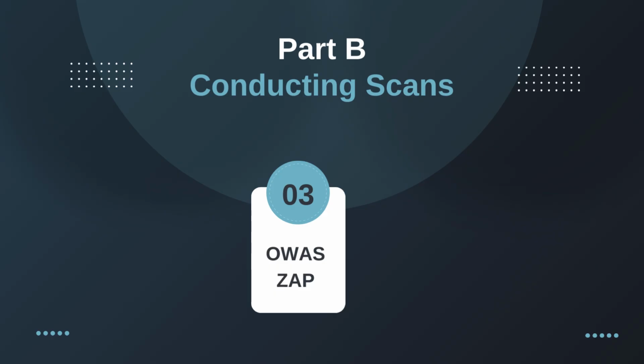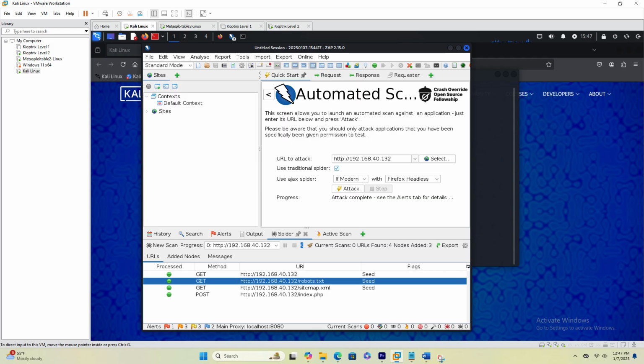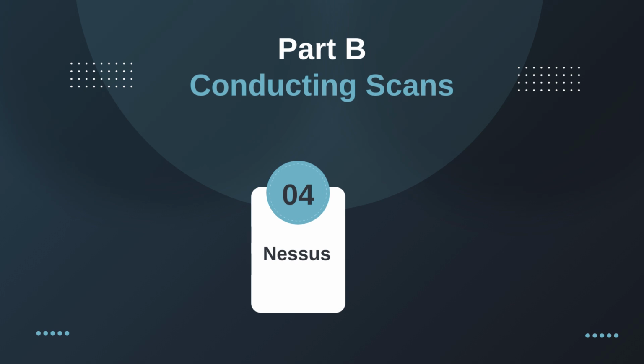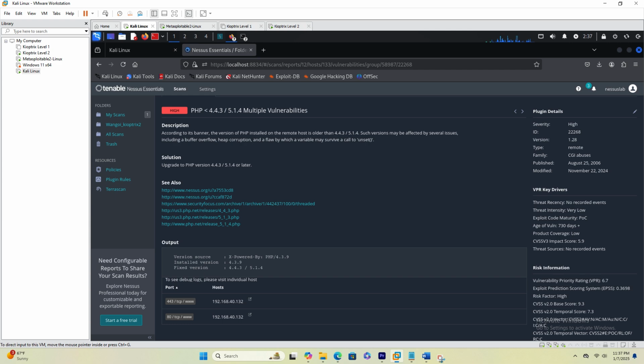Here is a screenshot of the Nikto scan results. For web application testing, we use OWASP ZAP. We configure the target, my Chioptrix 2 IP, and start the scan. Here is a screenshot of the OWASP ZAP scan results. Finally, we use Nessus to perform a comprehensive vulnerability scan. We create a new scan, configure the target IP and scan settings, and start the scan. Here is a screenshot of the Nessus scan results.